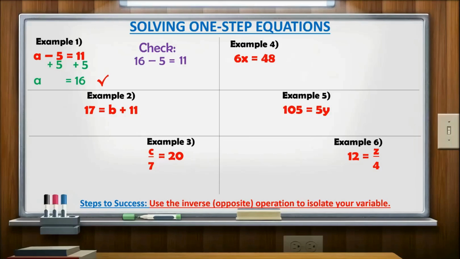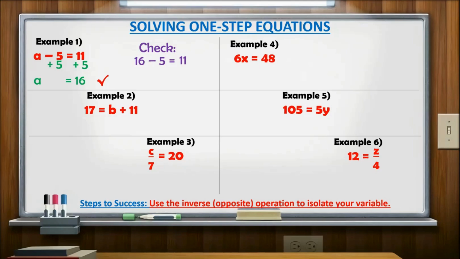So let's have a look at example 2. We have 17 is equal to b plus 11. Again, ask yourself, what does this actually mean? It means whatever the value of b is, when I add 11 to it, my answer would be 17. So again, using my steps to success, I want to do the inverse operation to isolate my variable, essentially getting rid of what is next to it.